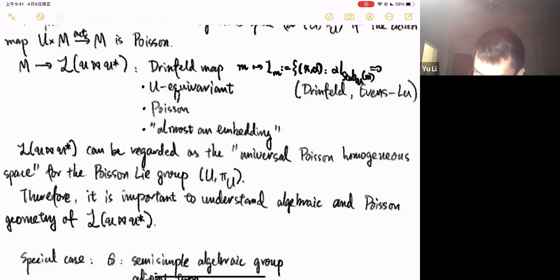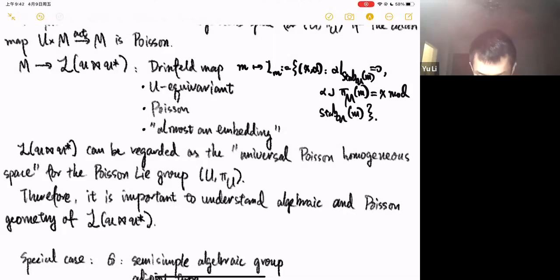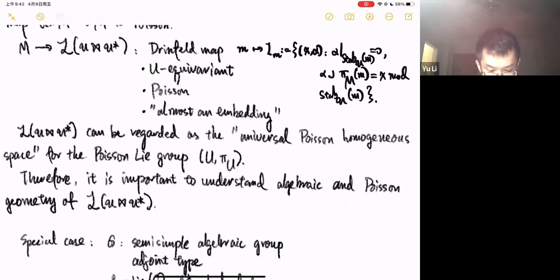Once I have a covector, I can insert it into the Poisson bivector field. So I insert alpha into pi_M at small m. This is going to give me a vector at small m. The condition is that it's equal to x modulo the stabilizer in U at m. So this is the Drinfeld map.